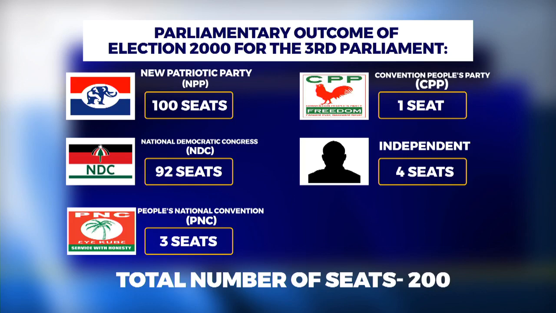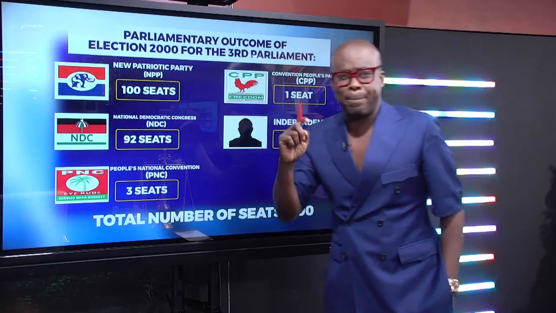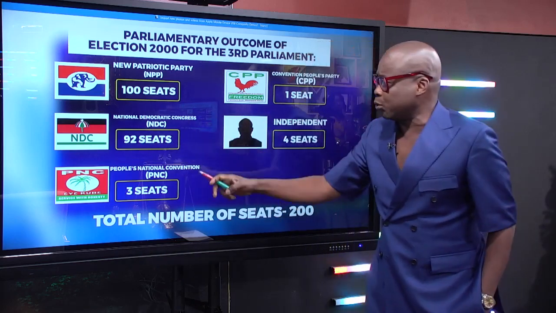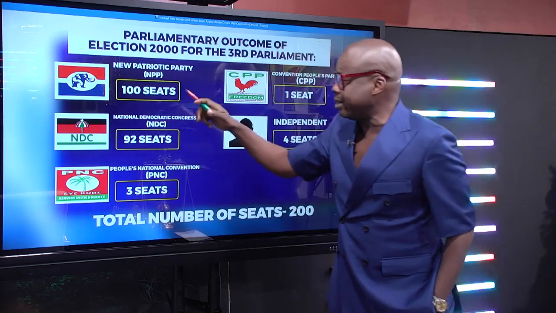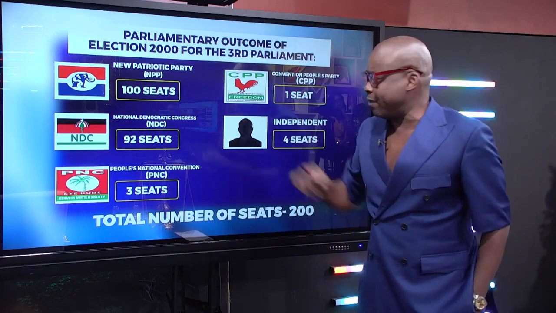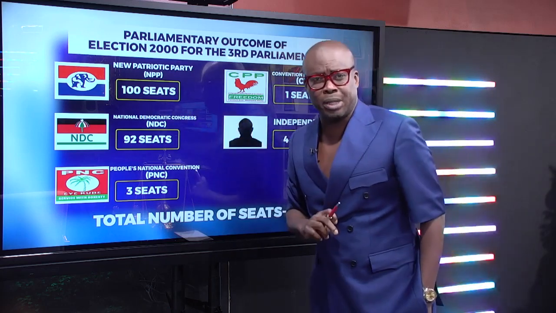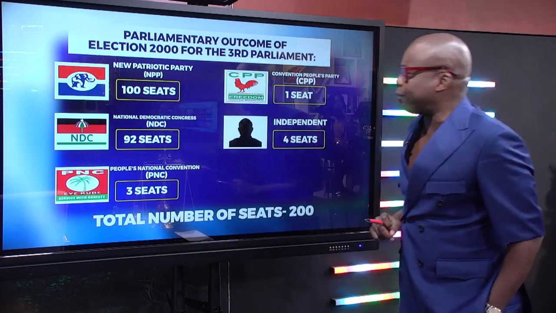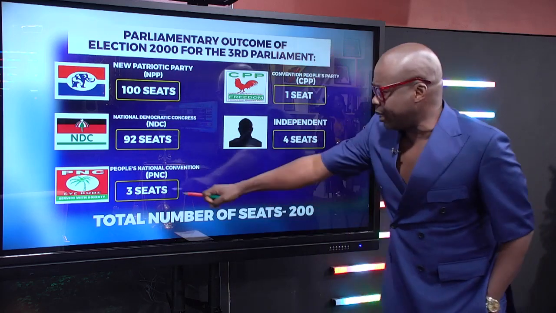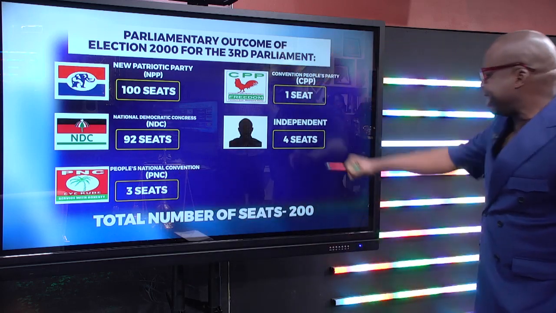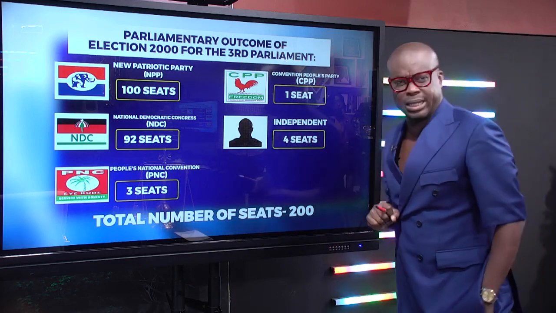Remember, the Constitution said that for a question to be put in Parliament, at least more than 1/2 of the members of Parliament must be present. So if this was the equation in the year 2000, the New Patriotic Party by themselves, if everyone else walked out, wouldn't have been able to put the votes. They were 100. But guess what was beautiful about 2000? So 100 for NPP, 92 for NDC, 3 goes to PNC, very much alive. And then 1 seat goes to CPP, and independents carry as much as 4 seats. That's the picture.